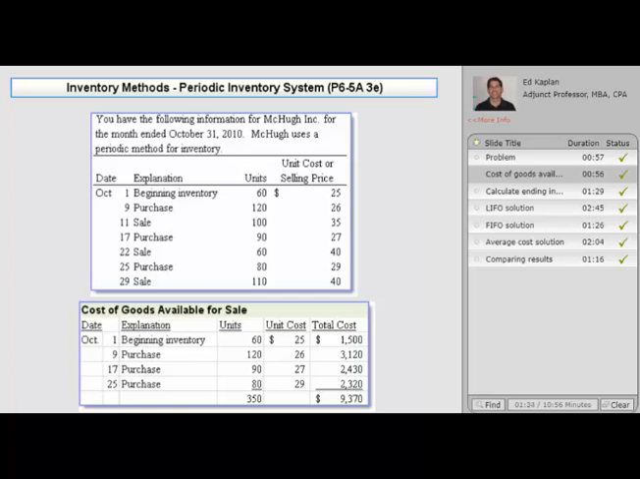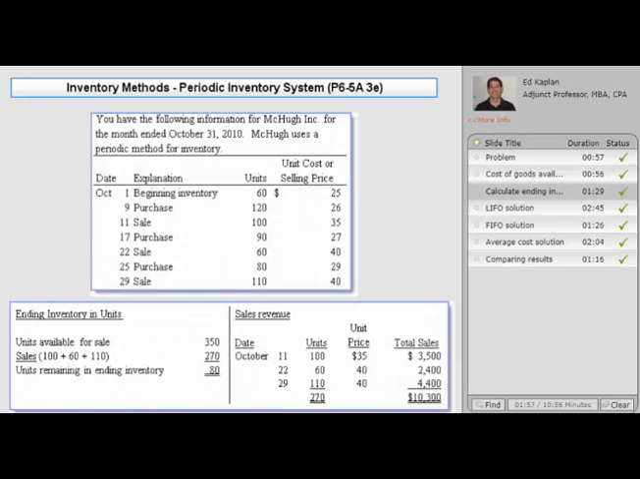And in this case, there are 4 layers: the beginning inventory and then the purchases on the 9th, the 17th, and the 25th. So every row is a layer, and when we add them all up, we come up with total cost of $9,370, and that represents the total cost for all 350 units.